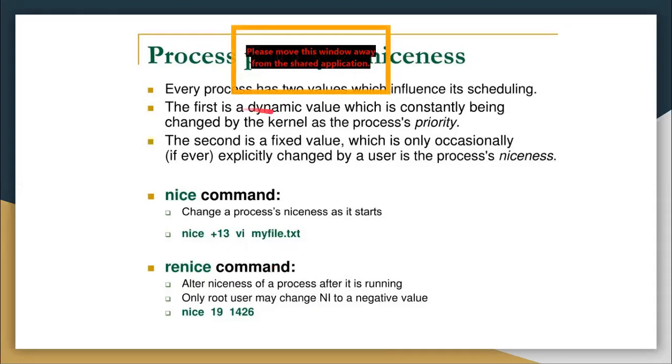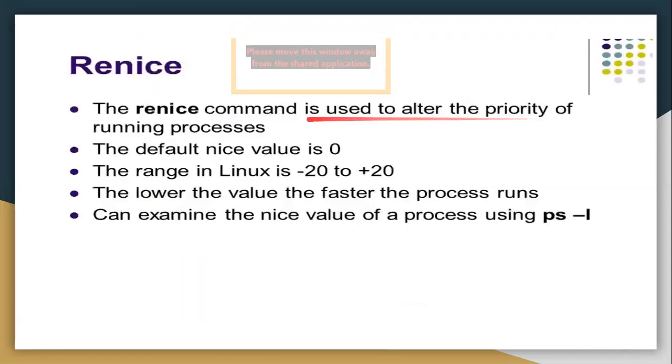So actually there are two values. One I've already told you about is the dynamic value, and the other is the fixed value. The fixed value is explicitly changed by the user, and that is called the niceness. The dynamic value is changed by the kernel, and that is called your process priority. The renice command is used to re-alter the priority of a running process.